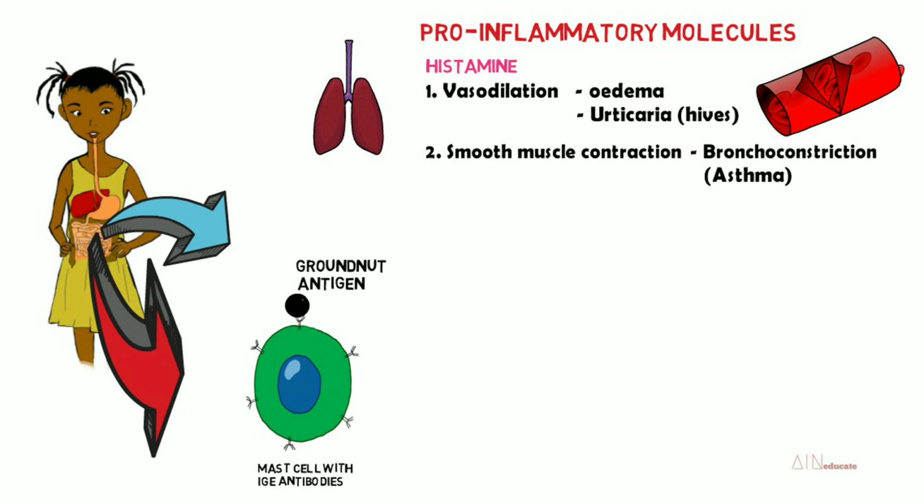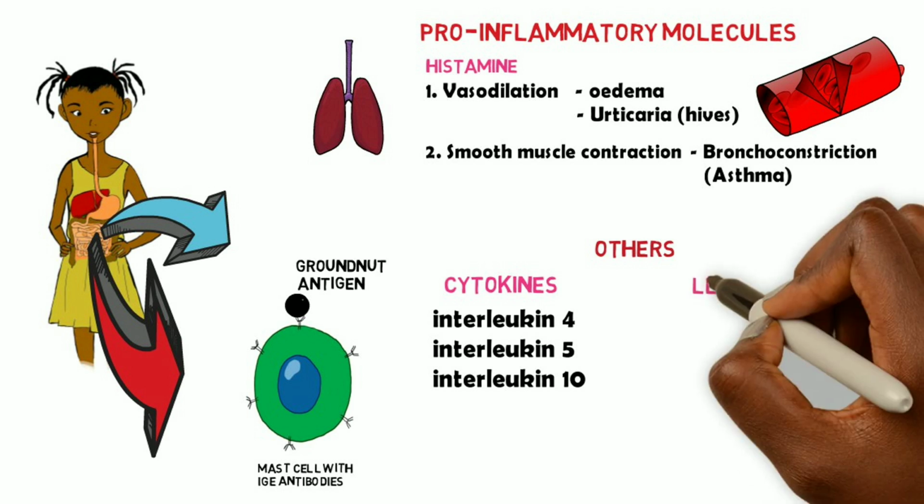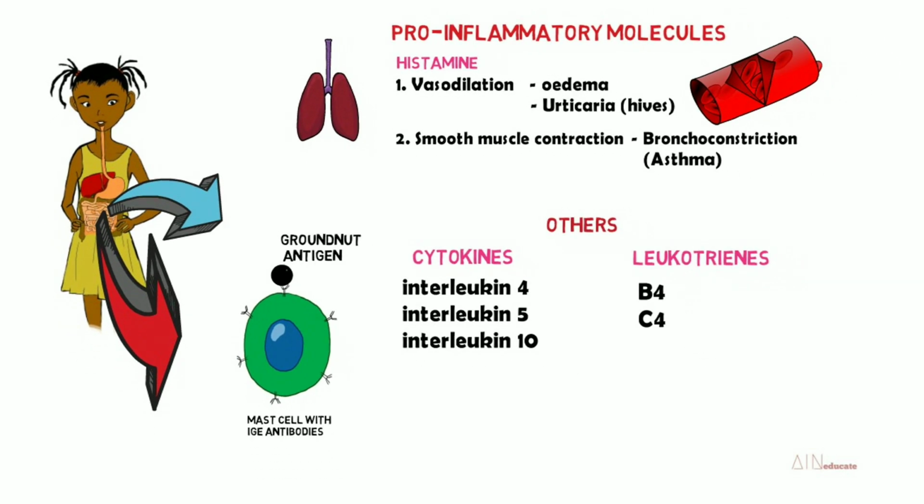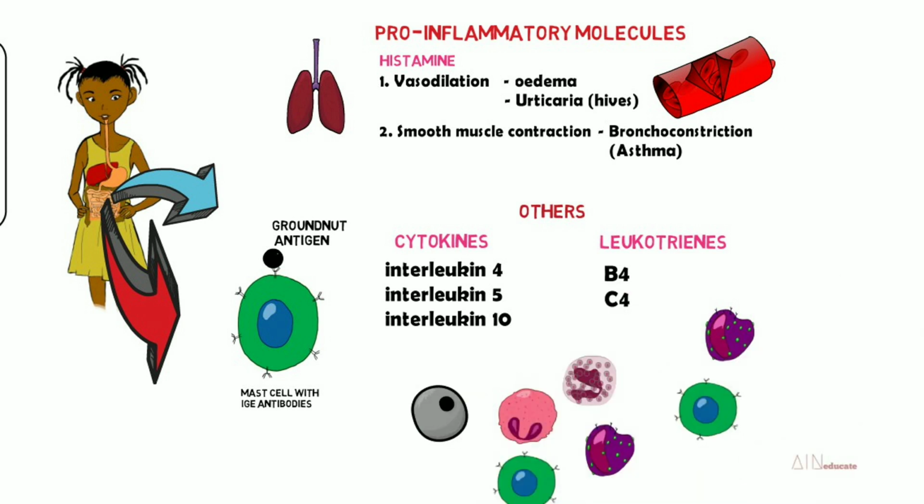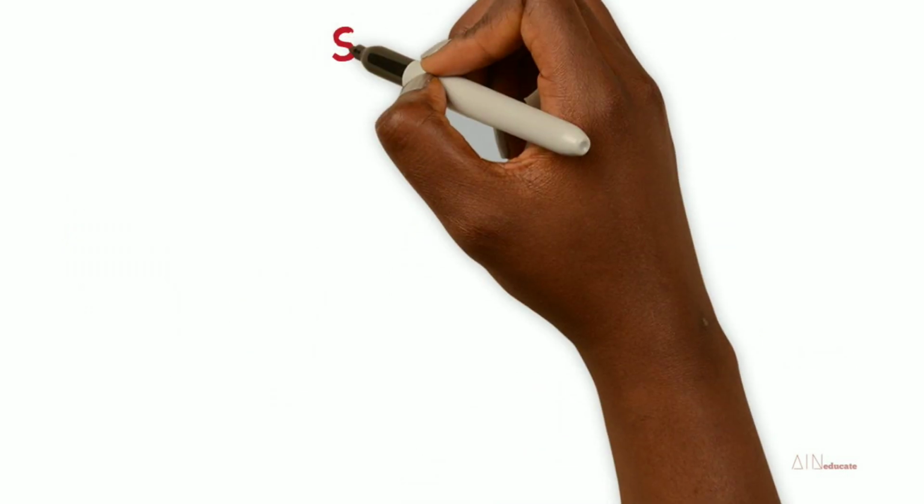Other chemical mediators produced by the mast cells include interleukin 4, interleukin 5, and interleukin 10, just like the T cells in the sensitization phase. Another set of molecules known as leukotrienes are produced, most especially the B4 and C4 leukotriene subtypes. These chemical mediators attract even more immune cells to the site of the inflammation, including eosinophils, basophils, and more mast cells. Continuous degranulation and release of pro-inflammatory mediators elevates the intensity of the inflammation and sometimes sustains the reaction even when the antigen has long been destroyed.